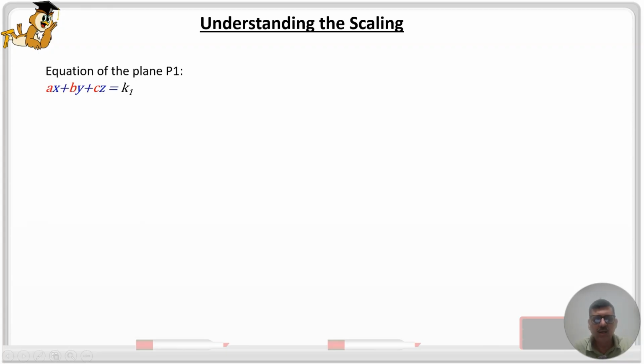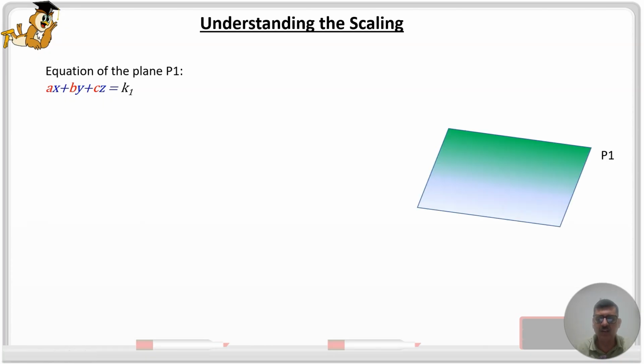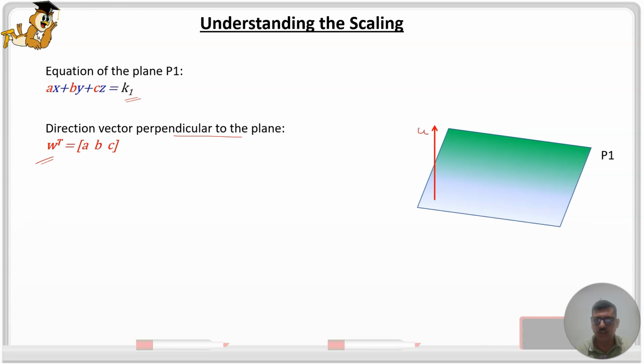Okay. Now, the equation of any plane P1, let's say you are given a plane P1 here. P1 is, let us say, in 3 dimensions, ax plus by plus cz equal to k1, right? Where k1 could be positive or negative. The direction vector perpendicular to the plane is given by these coefficients a, b and c. This you know. So my direction vector w is perpendicular to the plane P1, and this direction vector is given by these coefficients a, b, c from the equation of this plane.